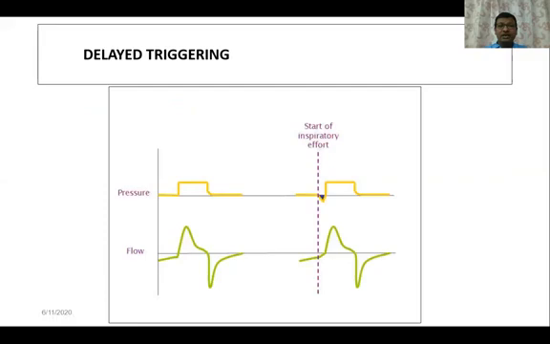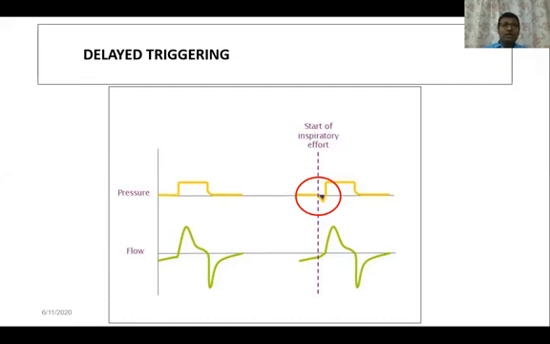Now, delayed triggering is an inherent problem of all ventilators. You can overcome it with newer modalities like NAVA, which we are not going to discuss here. And delayed triggering, you can make out by a negative deflection in the pressure waveform and a change in the slope of the flow waveform. And this marked area represents the amount of delayed triggering. So the more the patient effort, the more delayed the triggering will be.